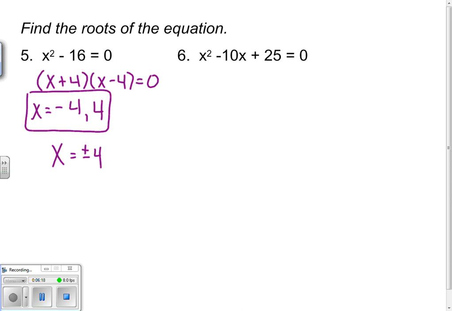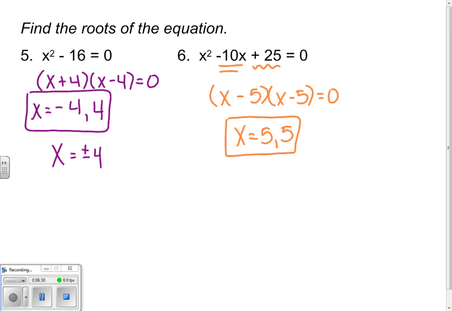Factor number 6, two numbers that multiply to 25 and add to negative 10 are negative 5 and negative 5. So my roots are 5 and 5. That's okay, it's something we'll learn about in a second. Those roots match, not a big deal. But they are both positive 5.